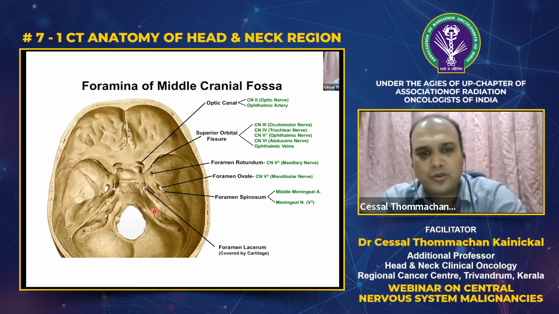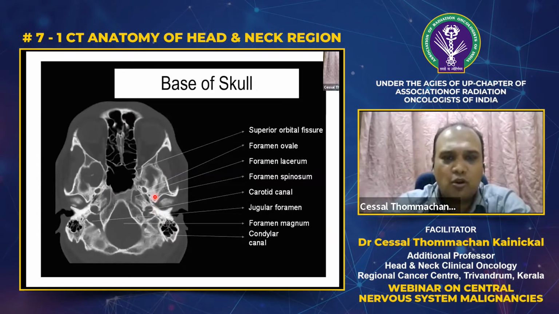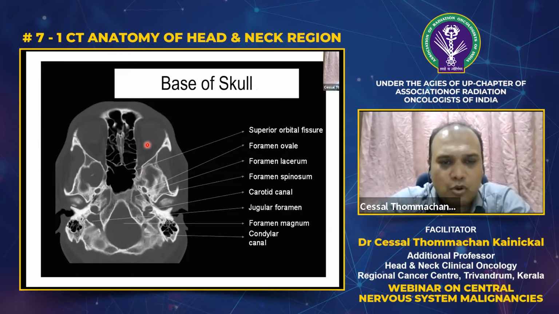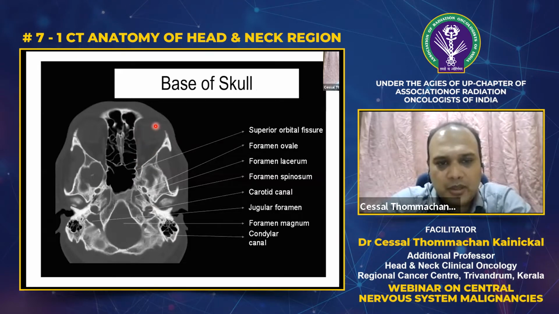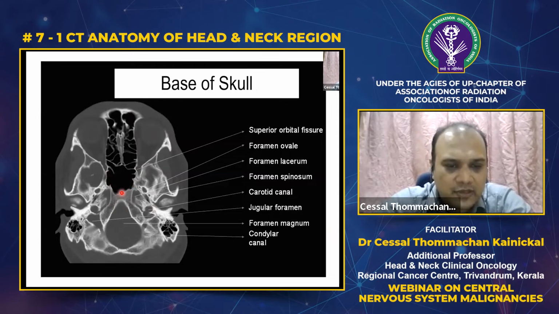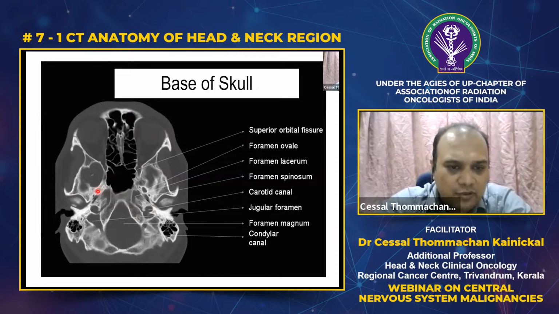Now let us look at how you read a normal CT scan of the base of skull. This is a bone window, so the soft tissue will not be clear. This is the globe. Then you have the superior orbital fissure here. This is the sphenoid sinus. This is the clivus. This is the petrous apex. The structures here include the foramen ovale.